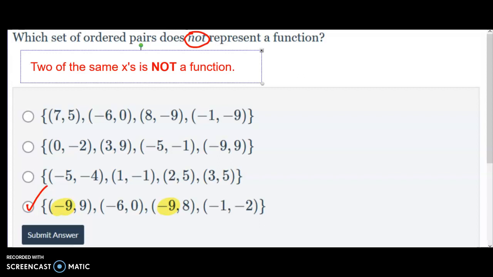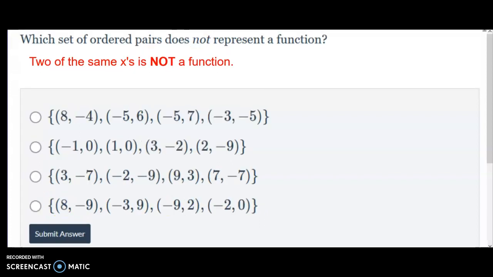Alright, let's take a look at another one. Okay, so this one's also not a function. Okay, so we're looking for anyone that has 2 of the same x's. So here you've got a -5 and a -5. -1, 1, 3, and 2, 3, -2, 9, and 7, 8, -3, -2, 9, and -2. So this one would be the one that's not a function.